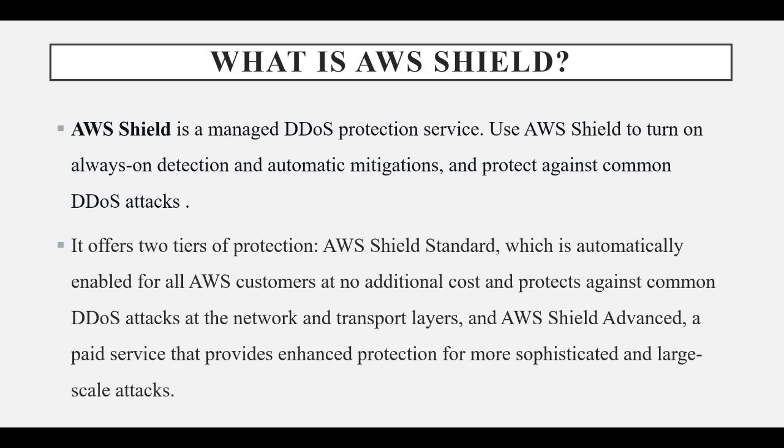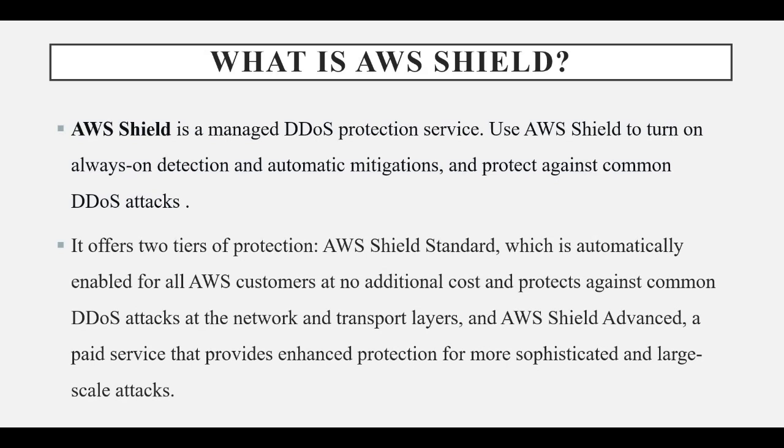AWS Shield Standard is automatically enabled for all AWS customers at no additional cost and protects against common DDoS attacks at the network and transport layer. So it automatically applies to AWS customers, it doesn't cost any additional fee, and it protects against the common DDoS attacks that occur at the network and transport layers.